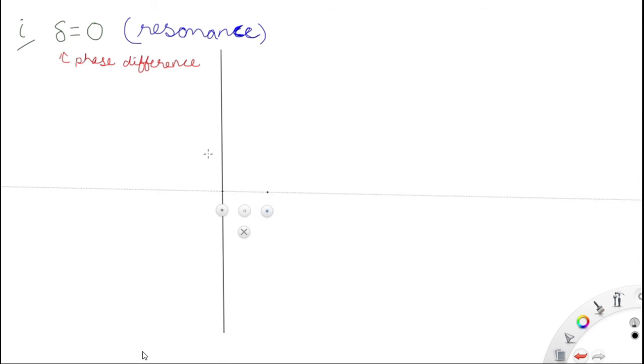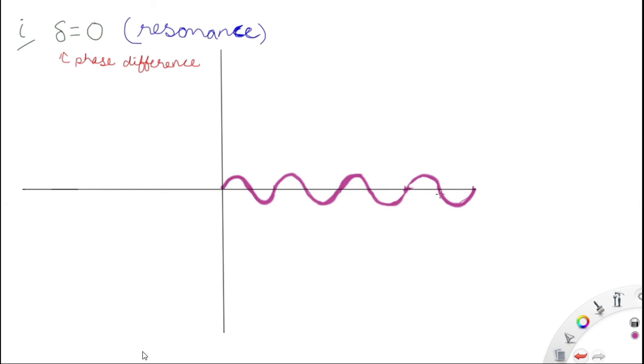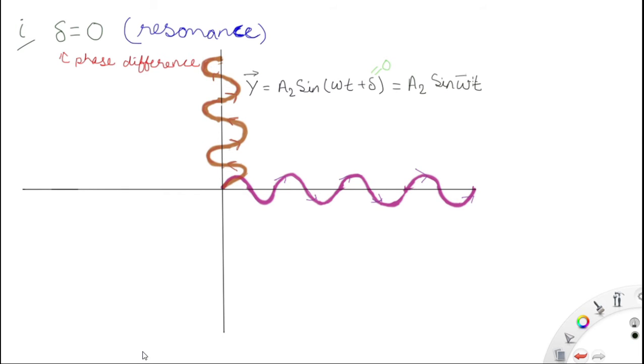Now we will see the cases, starting with δ = 0, meaning the phase difference is equal to 0. When the phase difference is 0, the particle will produce resonance. This is the motion that will be caused, where both are sine curves in the x and y directions respectively. I will draw a better figure in the later cases, case 2 and case 3.